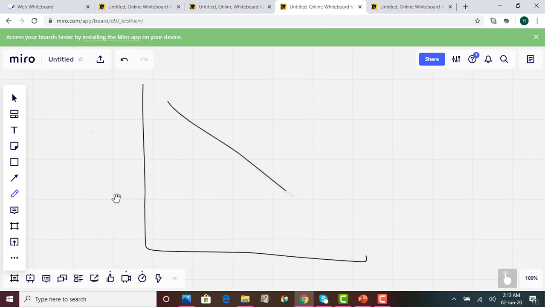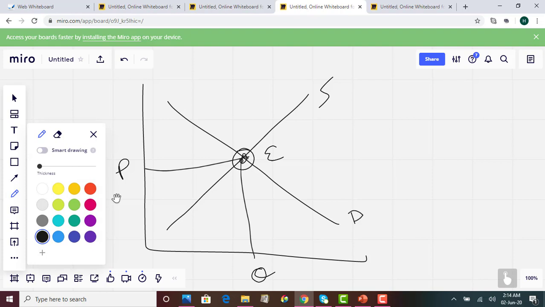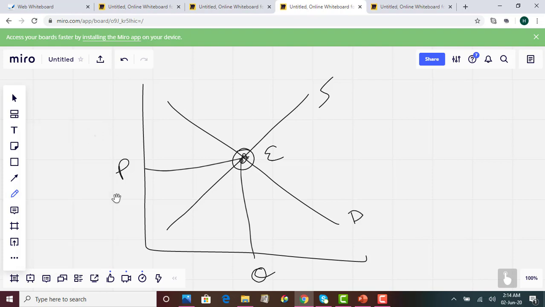So let's say we have a demand curve and supply curve, and let's say this is the equilibrium. But what it's saying is basically in this type of market, some of the consumers are unable to afford the goods, so government will come and say, you cannot charge the equilibrium price. The maximum price you can charge is PC. This price is the maximum charge.